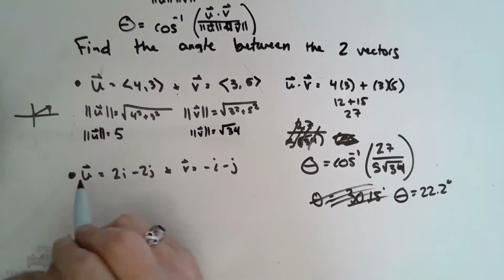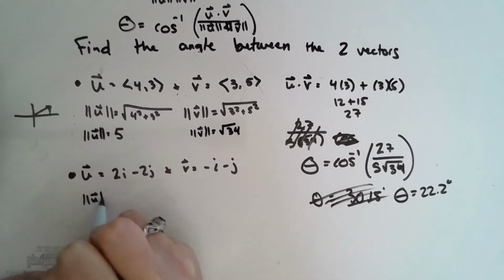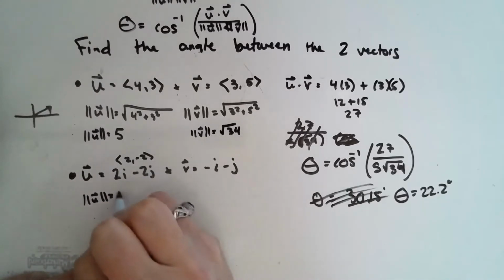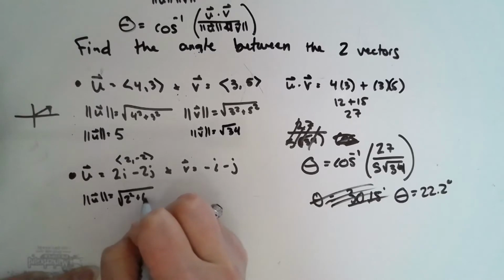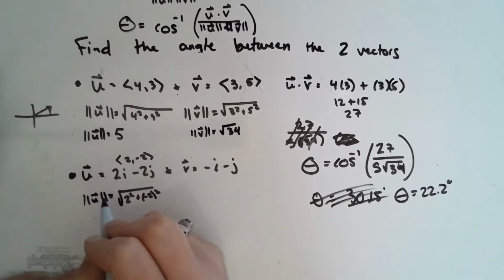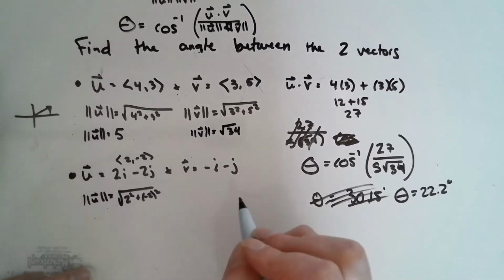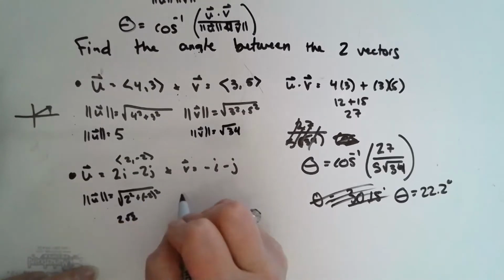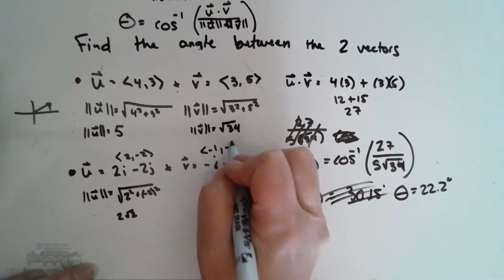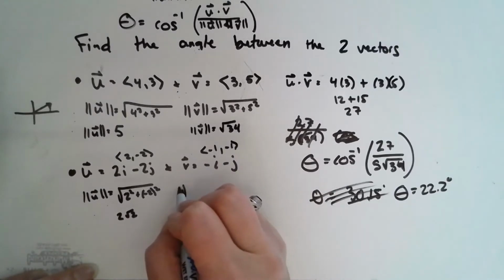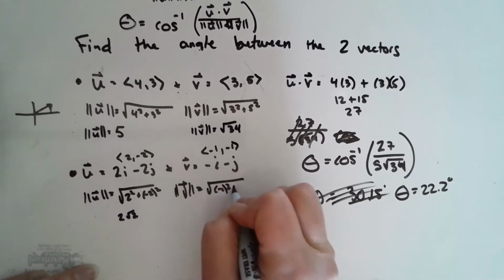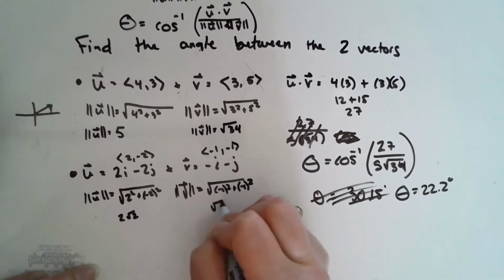Okay, on this one, let's quickly find the magnitude. Remember, this is the same thing as 2 and negative 2 in component form. So the square root of 2 squared plus negative 2 squared is going to give us the magnitude of 4 plus 4, 8, so 2 square root 2. And then on this one, this is like negative 1 and negative 1. So the vector v magnitude is going to be the square root of negative 1 squared plus negative 1 squared. So that's the square root of 2.